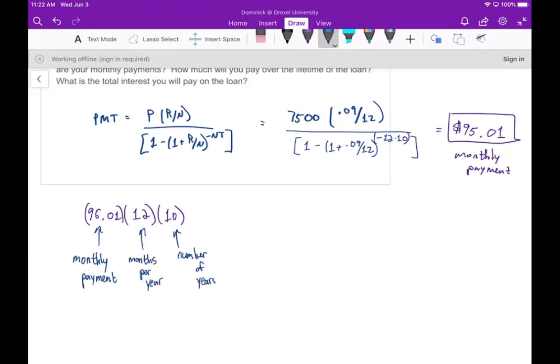Right? And then this will give us how much that we're paying over the lifetime of the loan. So now if we do this, 95.01 times 12 times 10, that will give us $11,401.20. So that's how much you're paying over the lifetime of the loan.